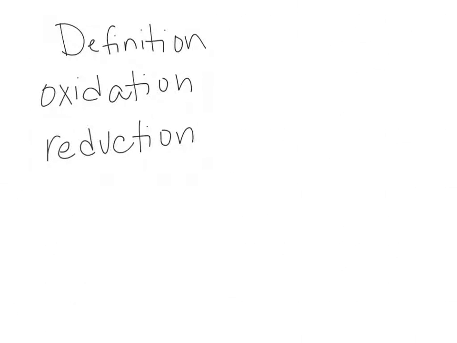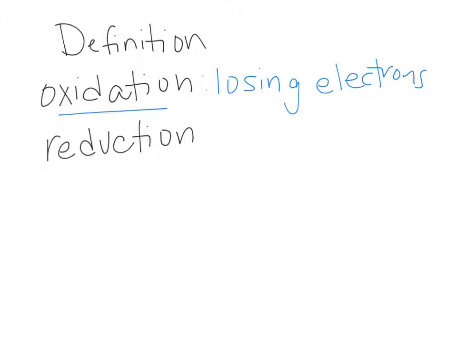First, a couple of definitions. Oxidation, we're going to define as meaning losing electrons. Let's give an example. If you lose electrons, that would be like if you had a sodium atom and it lost an electron to become Na+, an ion. This is an example of oxidation.